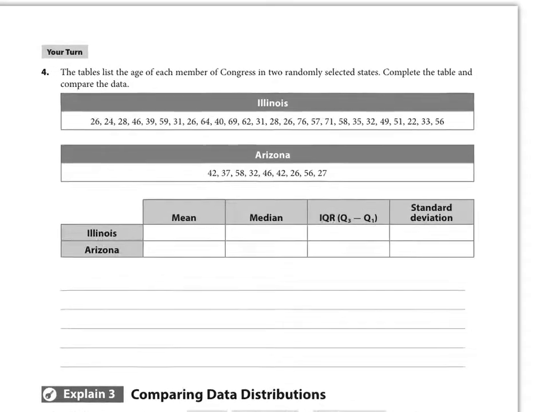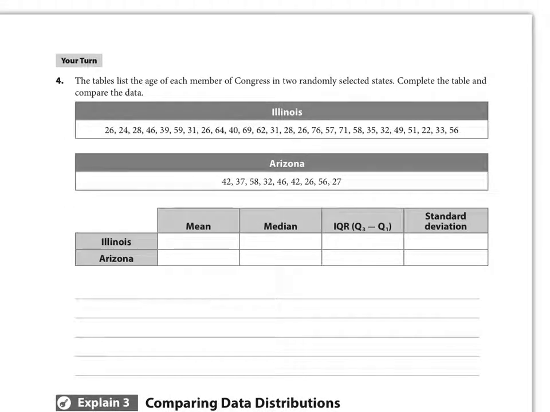These ones. Before I put these numbers up and talk about what they are telling us, if you would like to, try this in your own calculator, or do it manually yourself, using the numbers from Illinois and from Arizona. It's the age of each member of Congress in both states. You can see Illinois has a ton more, but the number of data values is not really going to matter, because when we calculate mean, median, and also our spread, we still get just single numbers for those.